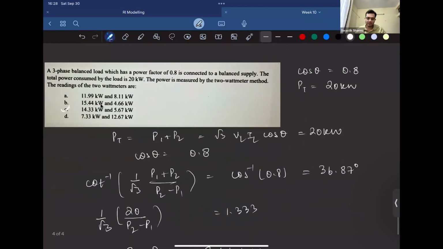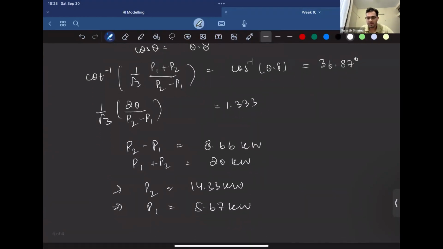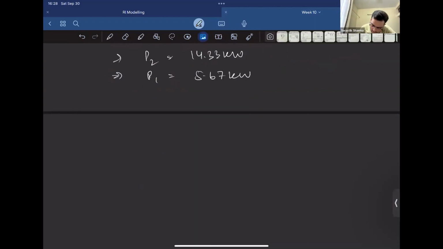So the questions, if you can see, are fairly simple. You just need to know how the two readings can be used to calculate what's required for our questions, right? Let's move on to the next question.